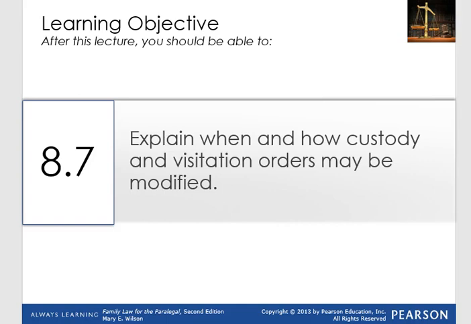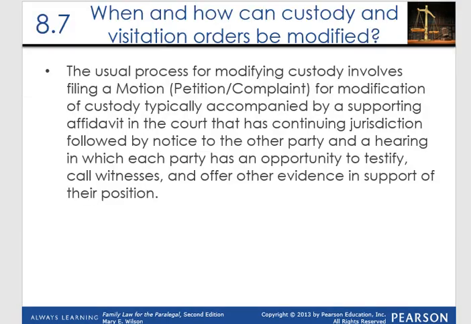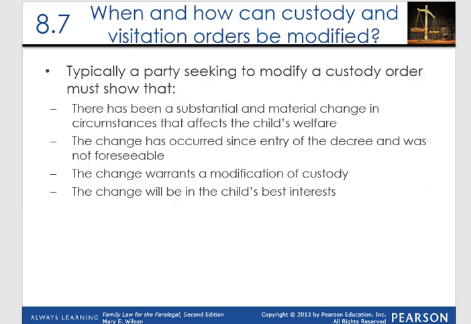Explain when and how custody and visitation orders may be modified. The usual process for modifying custody involves filing a motion for modification of custody, typically accompanied by a supporting affidavit in the court that has continuing jurisdiction, followed by notice to the other party and a hearing in which each party has an opportunity to testify, call witnesses, and offer other evidence in support of their position.